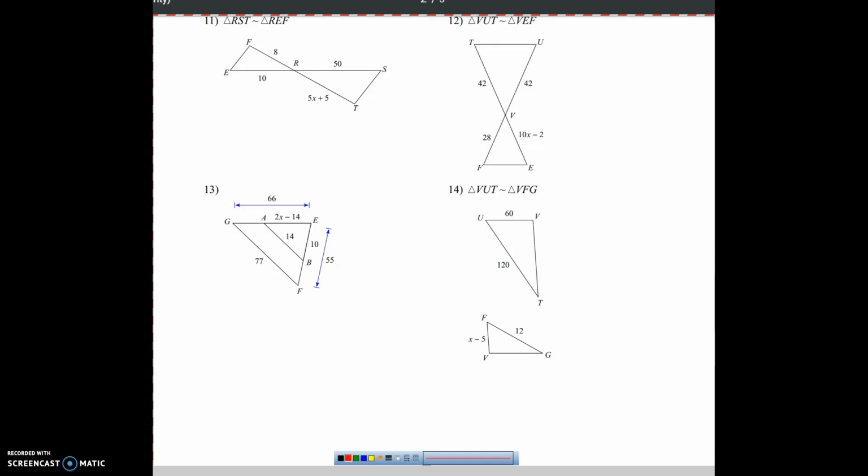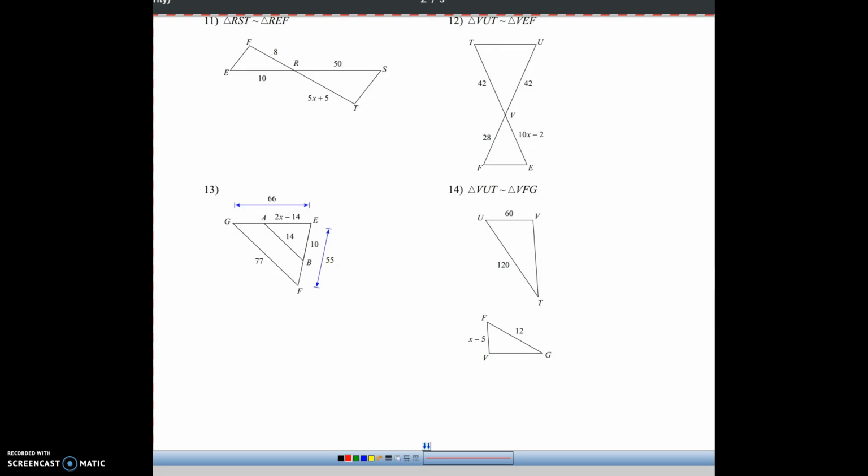Okay, let's look at number 11. Again, we are still finding x. These two triangles are similar, so we're given side lengths, so we know that their sides are proportional. So I'm going to set up a proportion to solve. I'm going to use FR, which is 8, over its corresponding side. If I look up here, FR goes with TR. TR is 5x plus 5, equals, since I went with this triangle first, I gotta go with it first again, so 10 over 50.